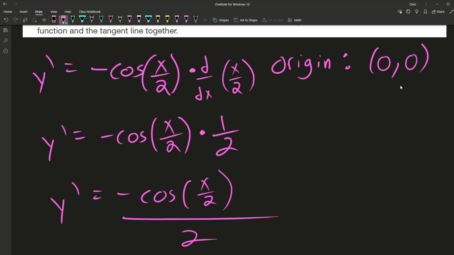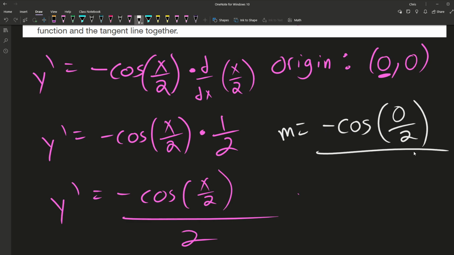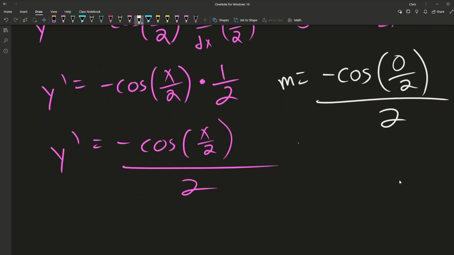Now I need to find the slope of this tangent line by plugging this x value of 0 into this derivative. So the slope of my tangent line, m, is going to be negative cosine of 0 over 2 all over 2. Obviously it's not over 0. Cosine of 0 is 1. So this is negative 1 over 2.